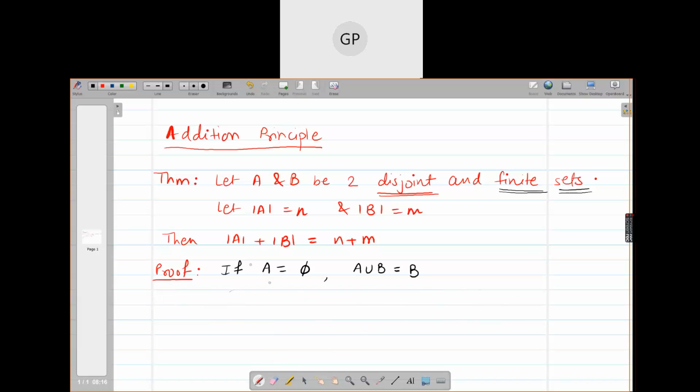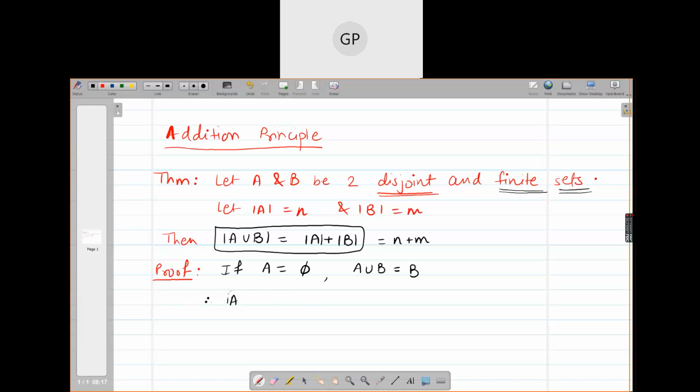And then what will be the cardinality? We want to prove that the cardinality of A union B, I'm sorry, in the statement I have to write here, is equal to the cardinality of A plus the cardinality of B, which is equal to n plus m. This is what we actually want to prove. This is our aim.